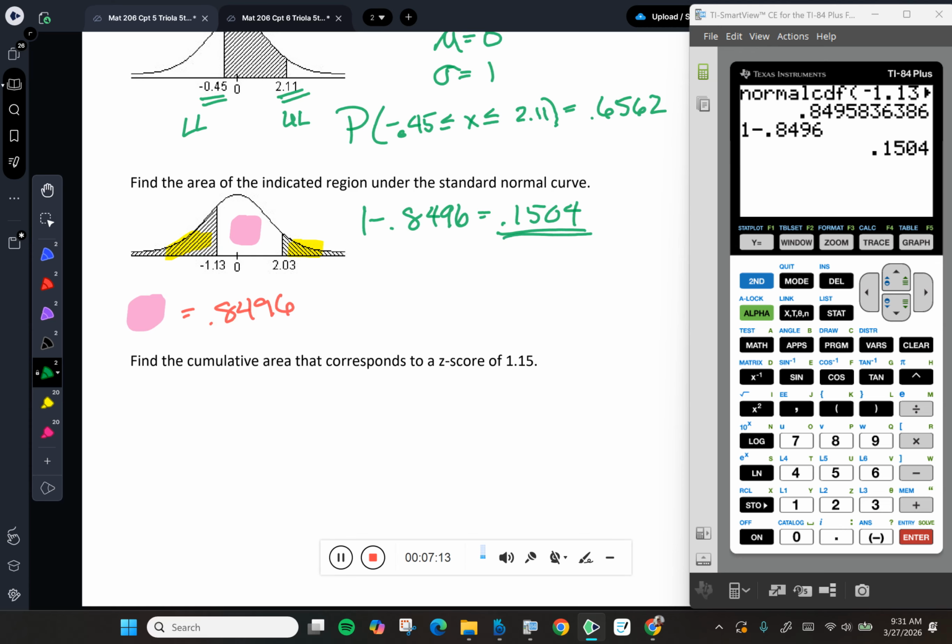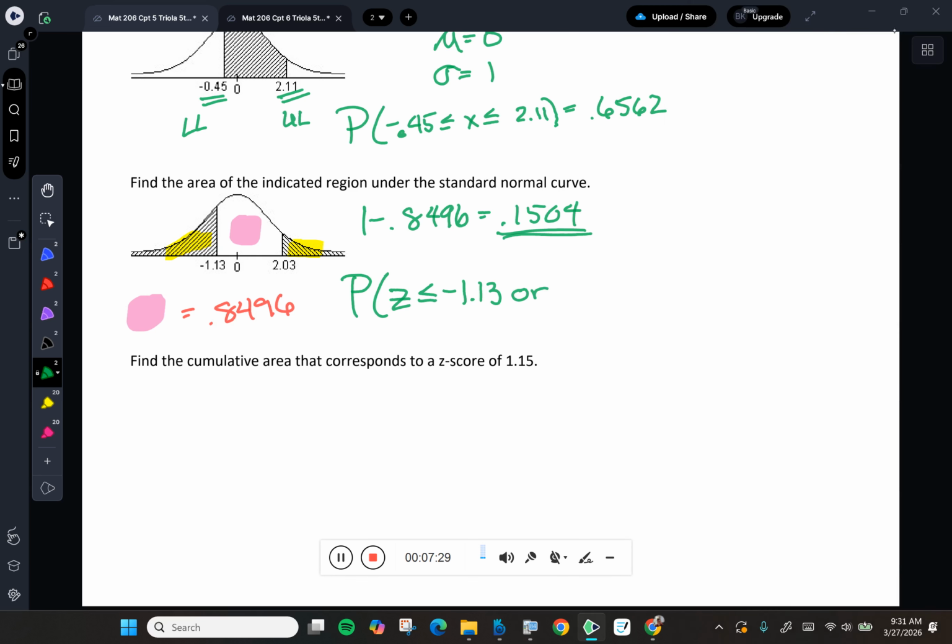Now, the hard part is writing it. To write this, I would have to say the probability that z is less than or equal to negative 1.13, which is going to give me that left tail, or z is greater than or equal to 2.03, which is going to give me that right tail, is 0.1504.